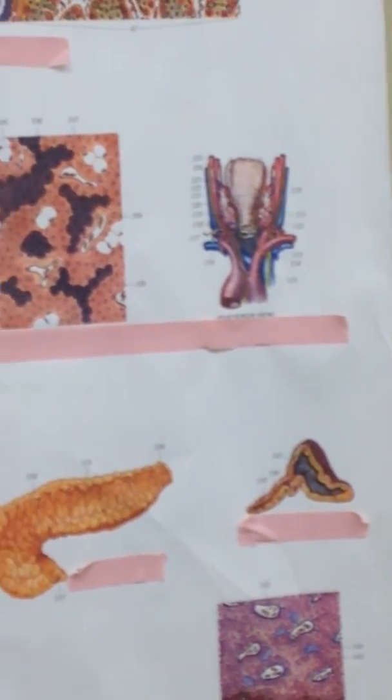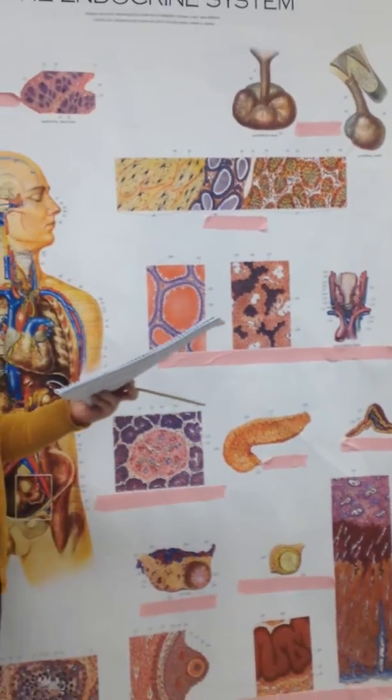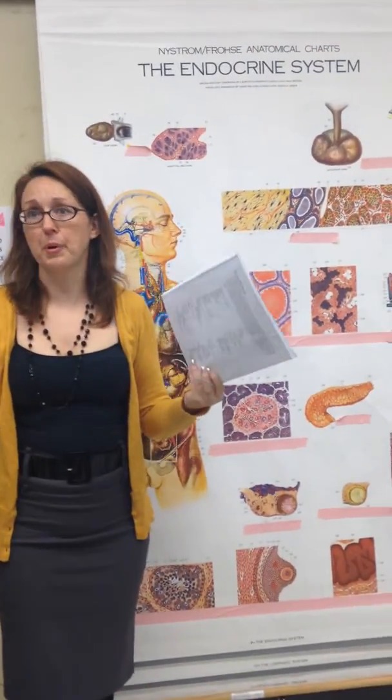The chief cells are the principal cells. I would ask that as a question. They're the cells that produce parathyroid hormone.